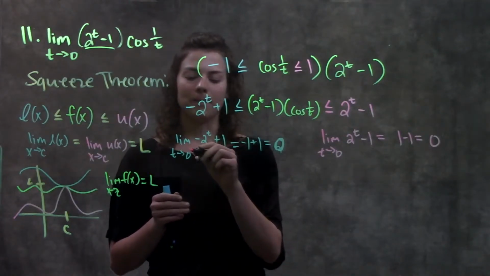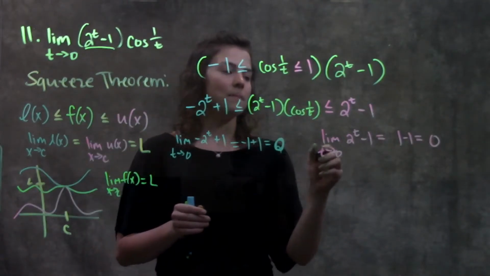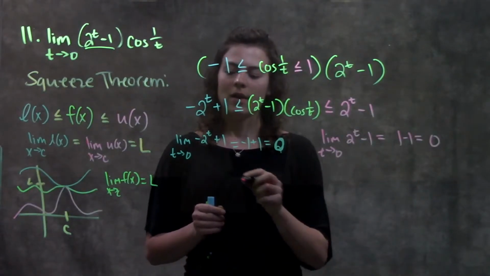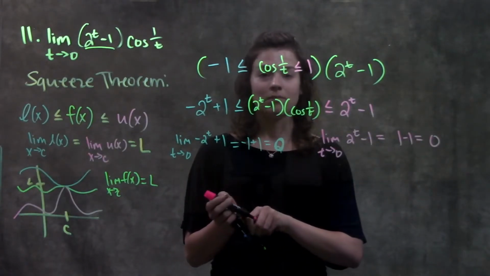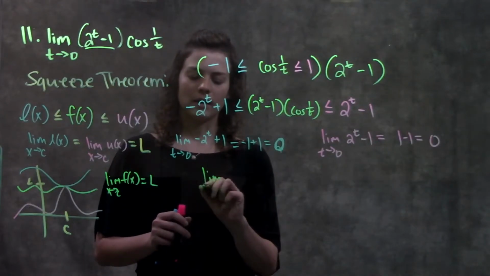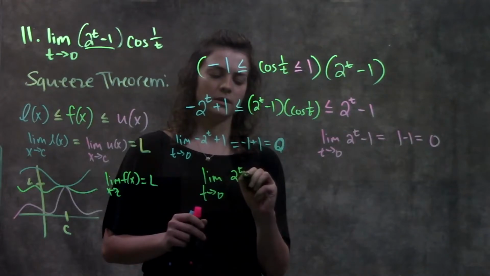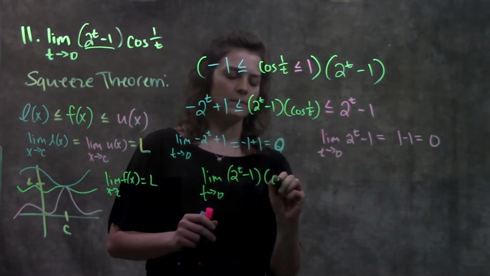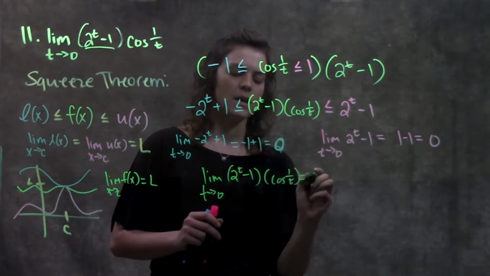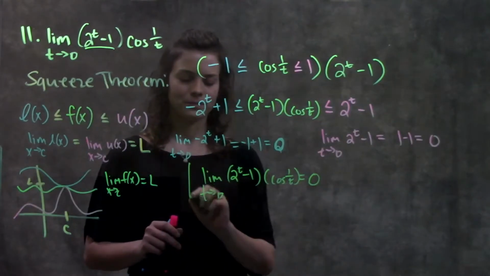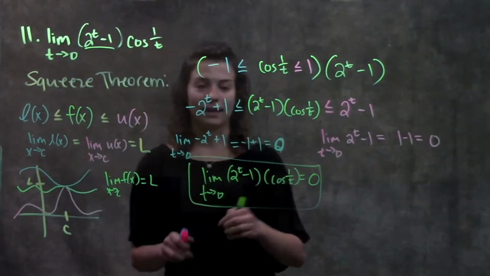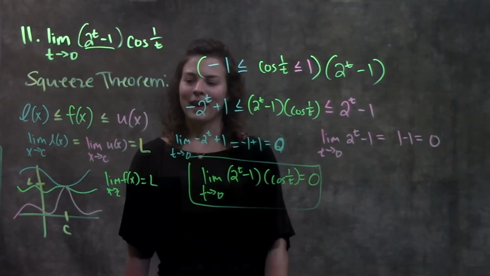So my lower bound is going to 0. My upper bound is also going to 0 when t approaches 0. So because of that, I know that the limit as t approaches 0 of this function that I started with, 2 to the t minus 1 times cosine 1 over t, must also be 0. And that's it for this problem.